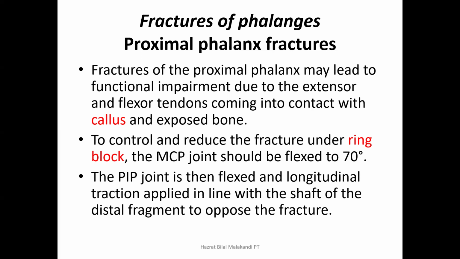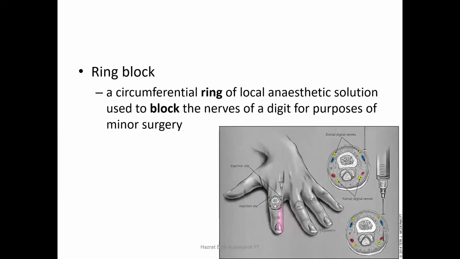to functional impairment due to the extensor and flexor tendons coming into contact with the exposed bone. To control, reduce and treat these fractures under the ring block, the MCP joint should be flexed to 70. The PIP joint is then flexed and longitudinal traction applied in line with the shaft of the digit, and the distal fragment is aligned to the opposite fragment.